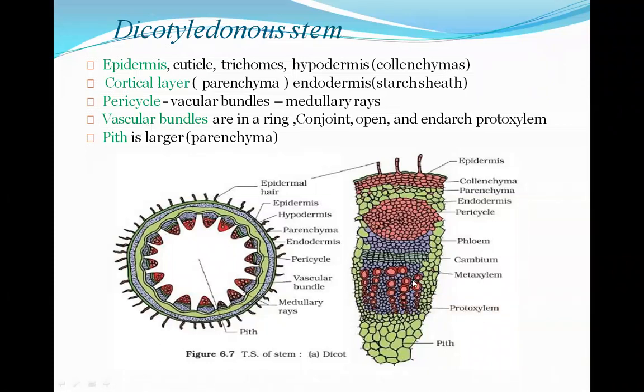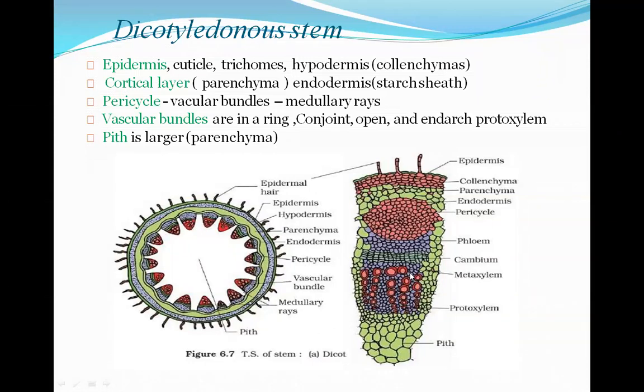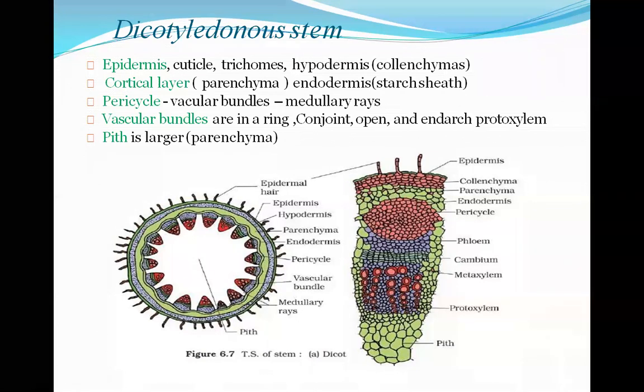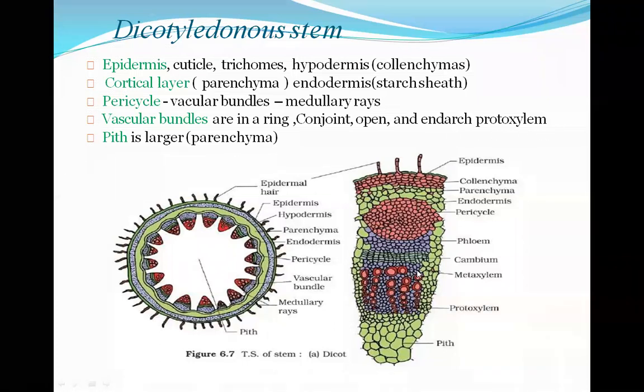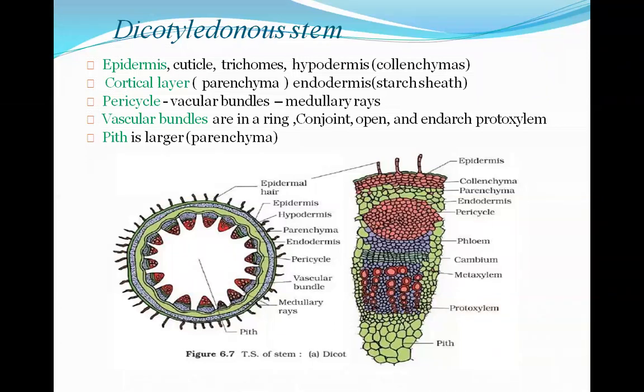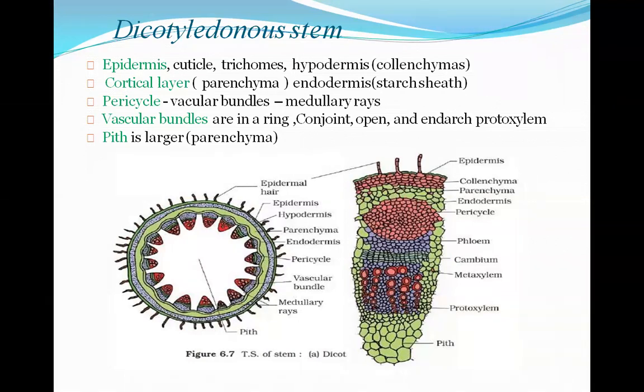The vascular bundles in this type are present in the form of a ring, and they are conjoint open, right? Conjoint open means there will be a presence of a cambium ring. And endarch protoxylem is there. When we are talking about endarch protoxylem, the first we can see is the protoxylem, and then the metaxylem is there, right?